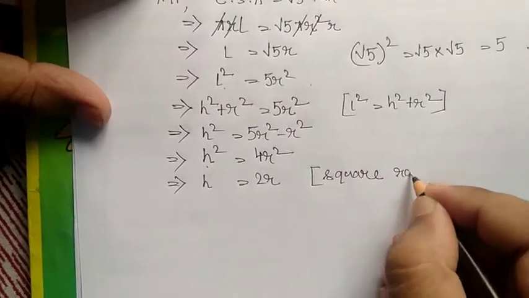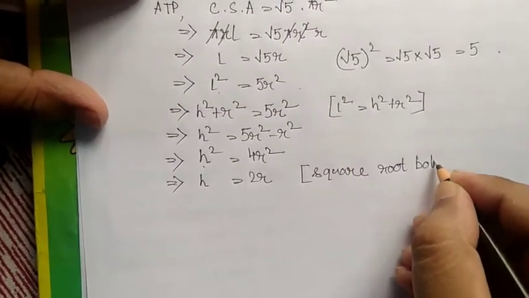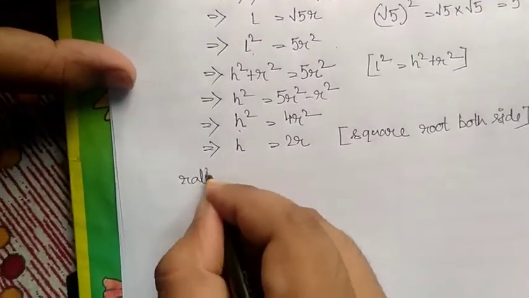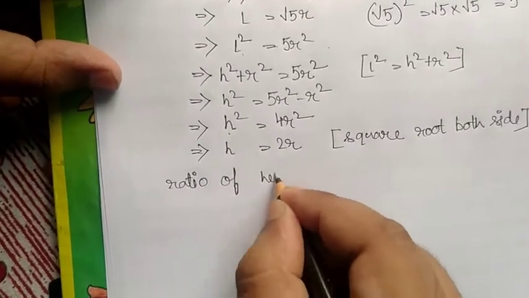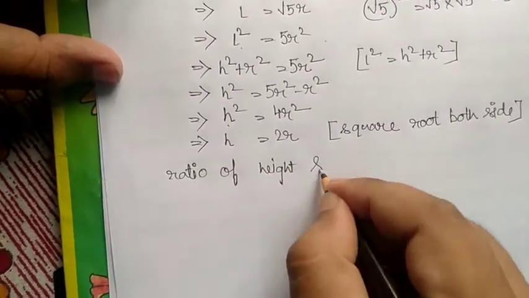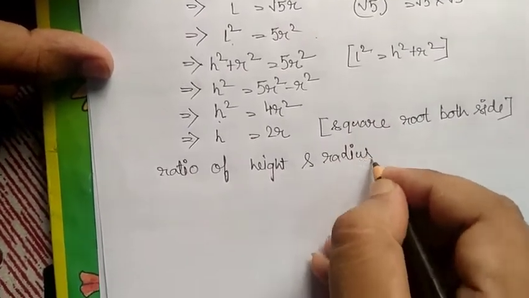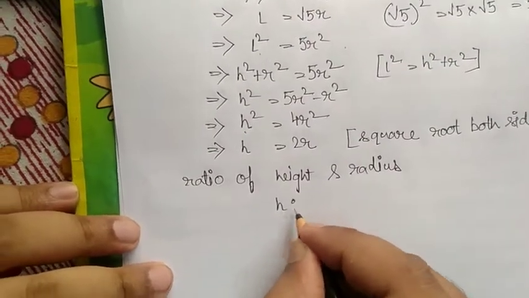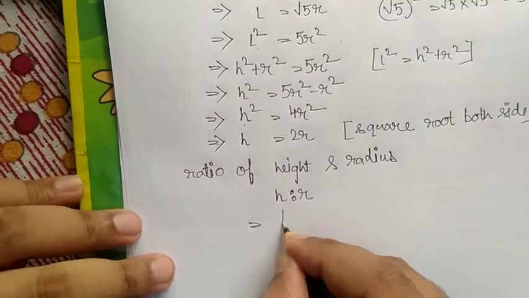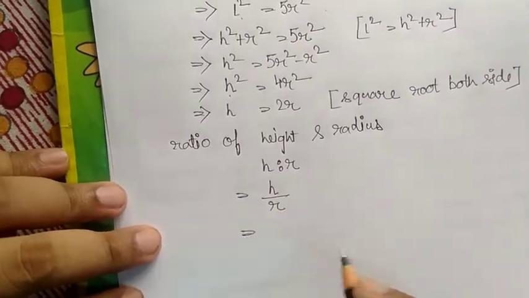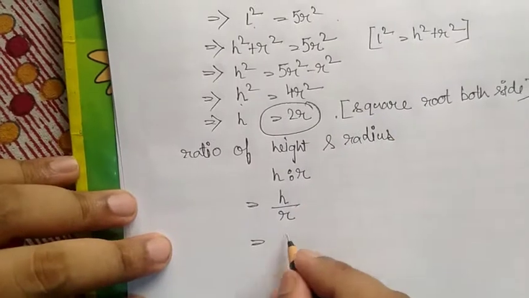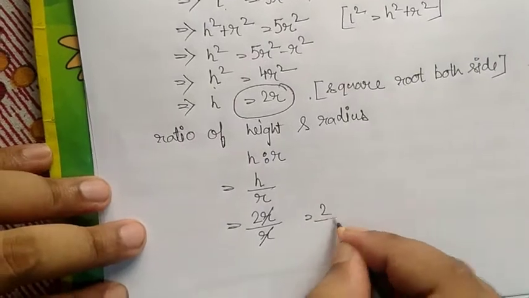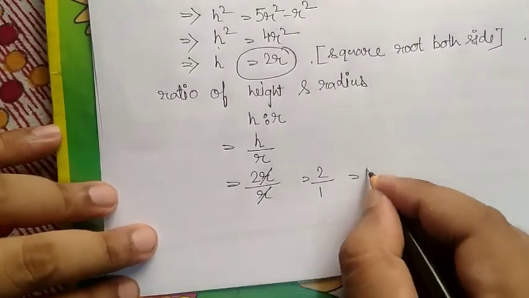Square root both sides. Now we have to find the ratio of height and radius. So the ratio of height and radius means h is to r, which should be h by r. So here we know that h equal to 2r. So here we put down 2r by r. So eliminate r and r. Here we got 2 by 1. So the ratio is 2:1.